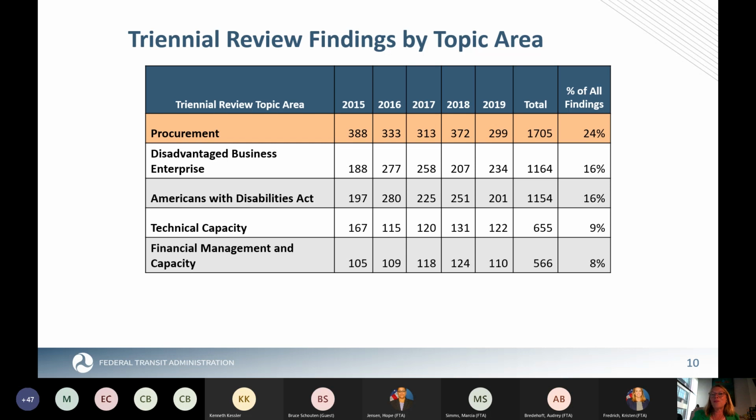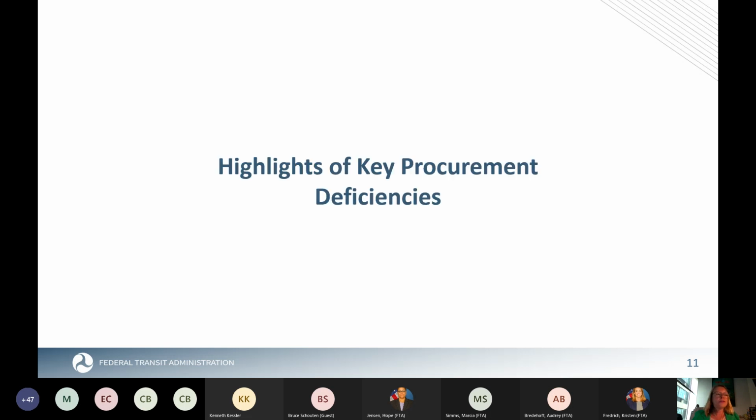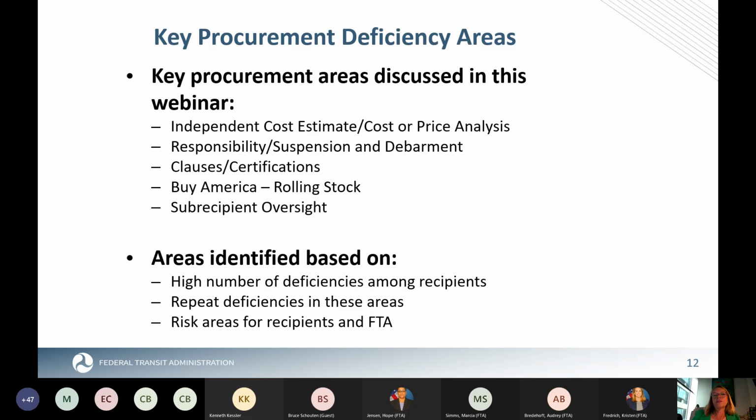And so for 2 reasons. One, because FTA recognizes that procurement is still a high area of deficiencies, and because they want to keep the downward trend going, FTA has designed this workshop, this webinar today, so that you can become more informed about things you can do to prevent deficiencies. So let's look at what we're going to spotlight today. There are 5 broad areas that we're going to cover: independent cost estimates and cost or price analysis, responsibility determinations and suspension and debarment, clauses and certifications, 2 big areas, Buy America for rolling stock, and subrecipient oversight.